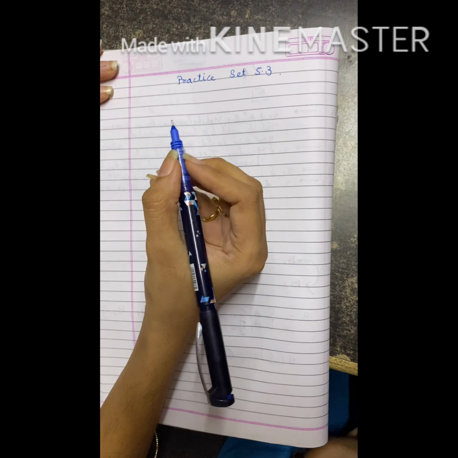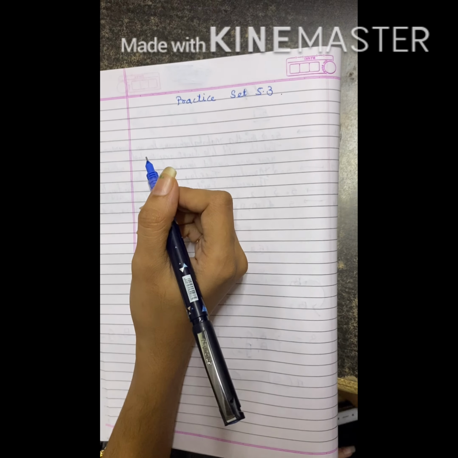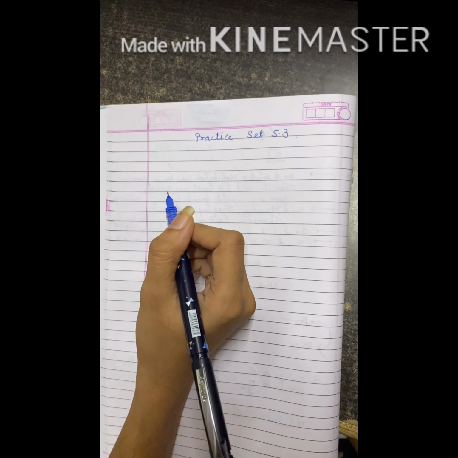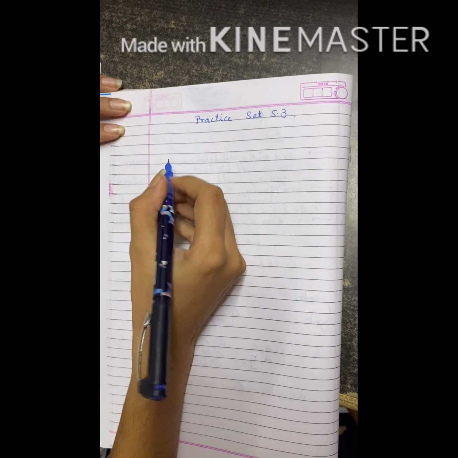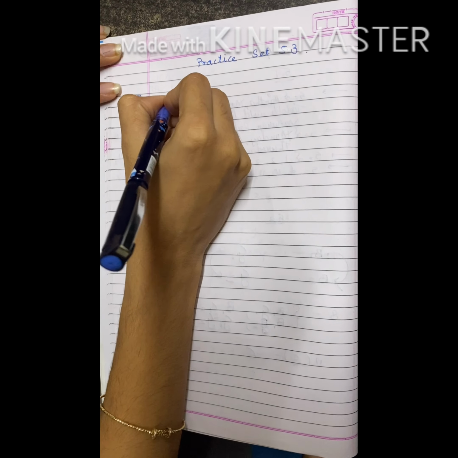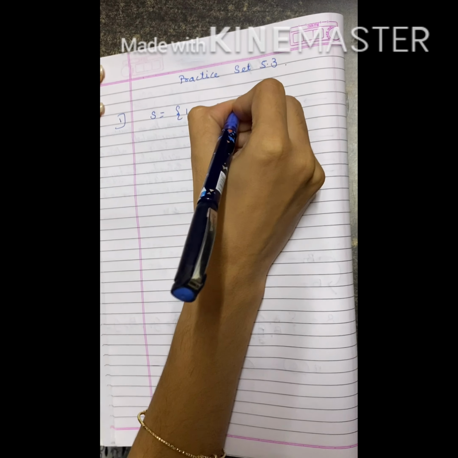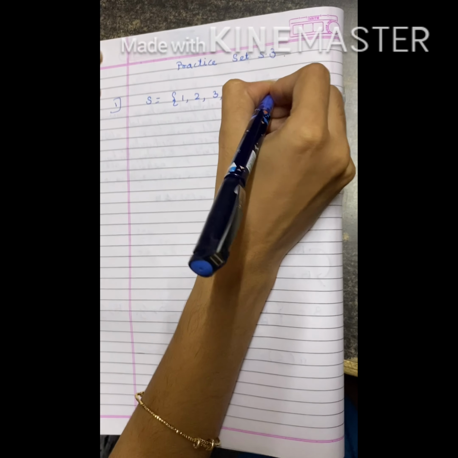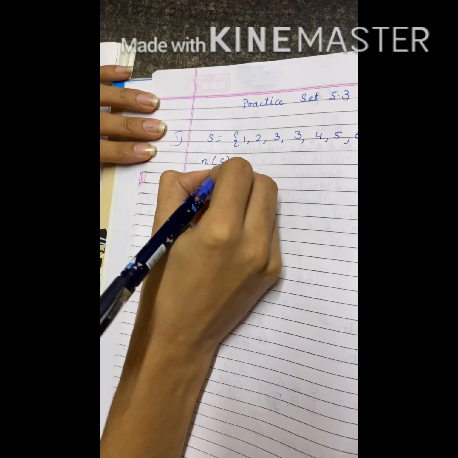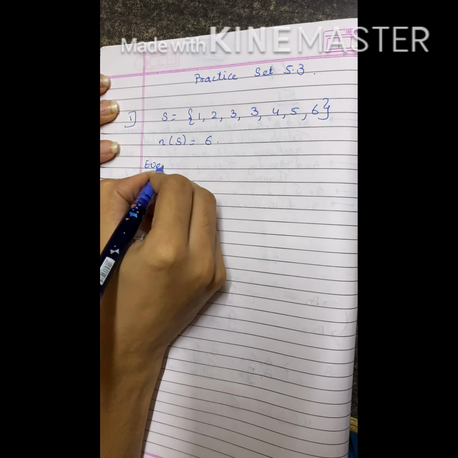5.3. Write sample space, that is S, number of sample points, that is n of S, for each of the following. Also write events A, B, C in set form and write n of A, n of B, n of C. First question: one die is rolled. So S will be {1, 2, 3, 4, 5, 6}. n of S is equal to 6.